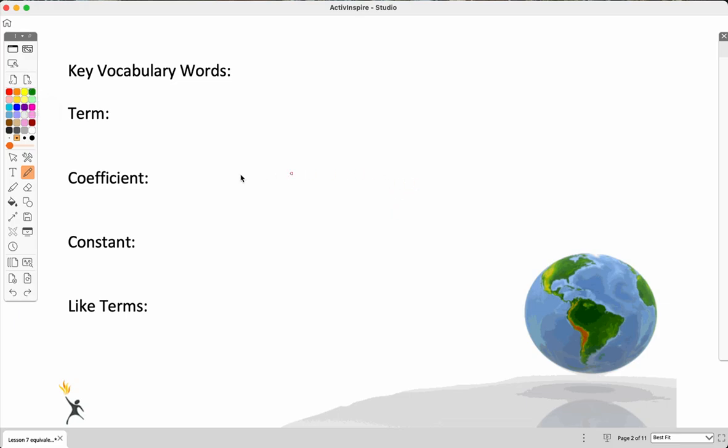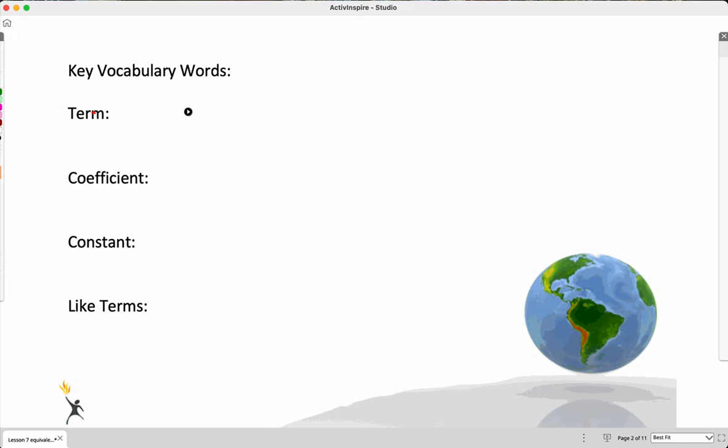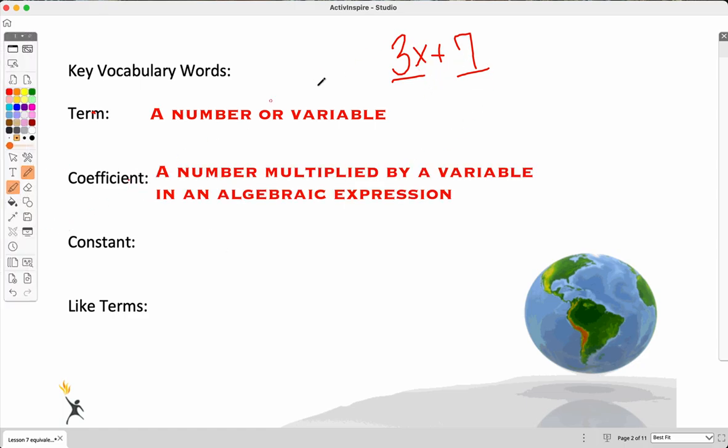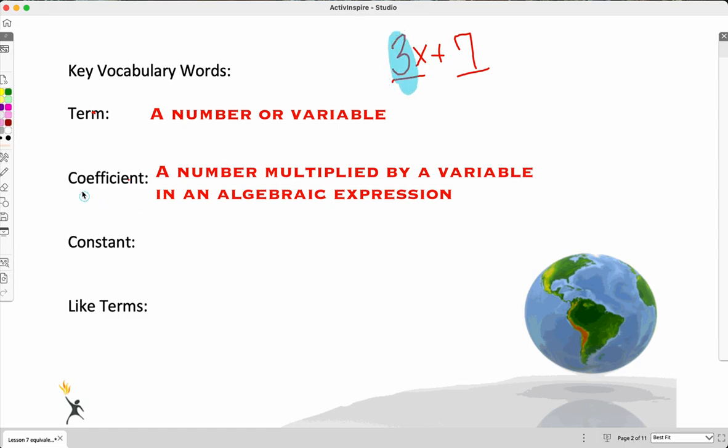The first thing we've got to talk about is what a term is. A term, not just an idea of what a vocabulary word is, but any number or variable that's referred to as a term. So if I have 3x plus 7, they have two terms, because there are two different numbers or variable sets. Then we have a coefficient. In this case, our 3 is our coefficient. This is our coefficient right here.